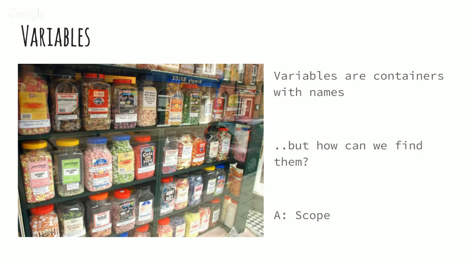The way I like to think about variables, and I think a lot of people do, is that they're kind of like containers that you can put names on and put stuff in. Is that how you would describe a variable, Clayton, or do you have another definition? They're names for something. Yeah, that's a good way of putting it. But once you have a variable, how do you find it? The answer to that is scope. So once again, what is scope?